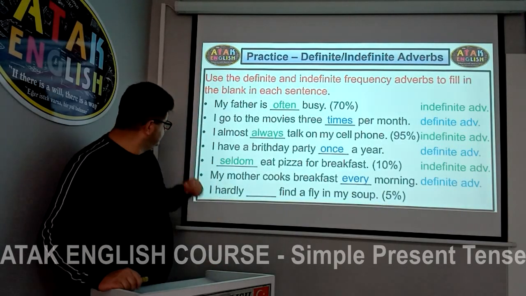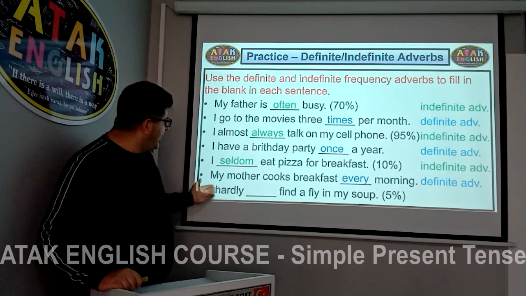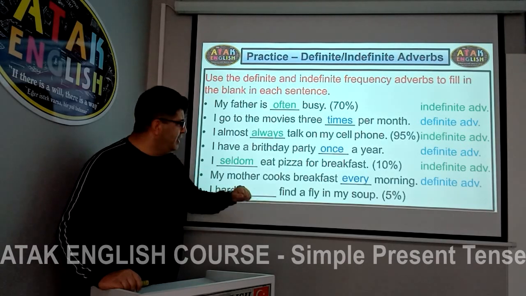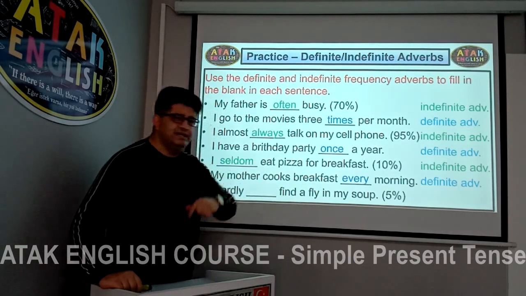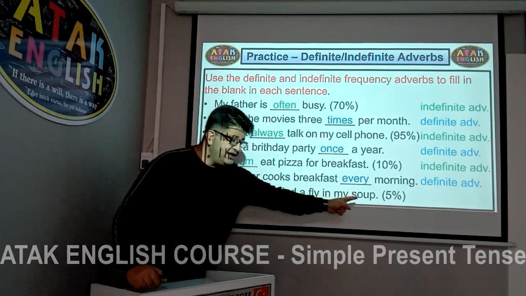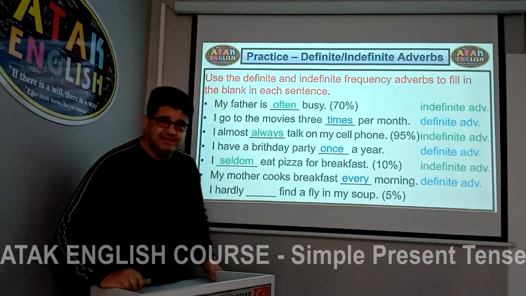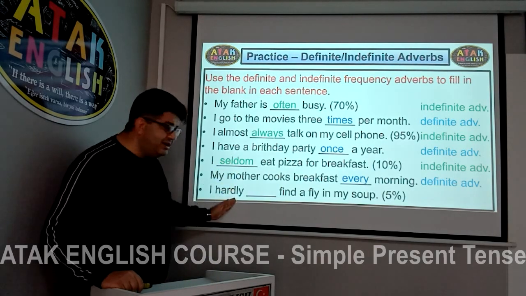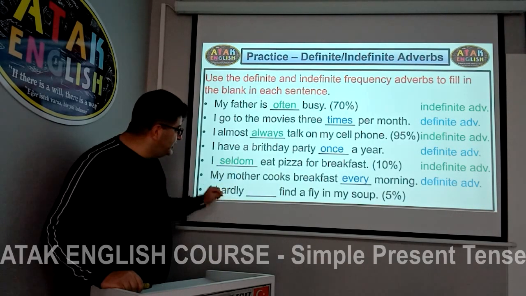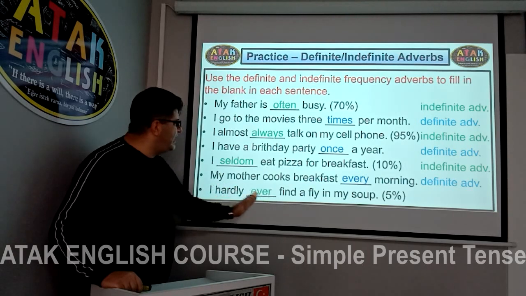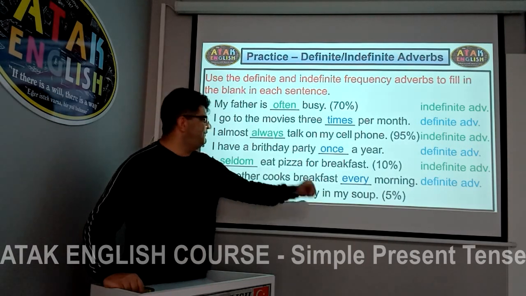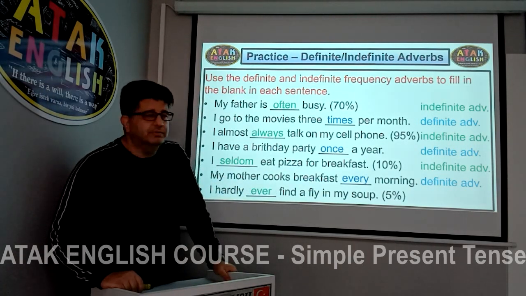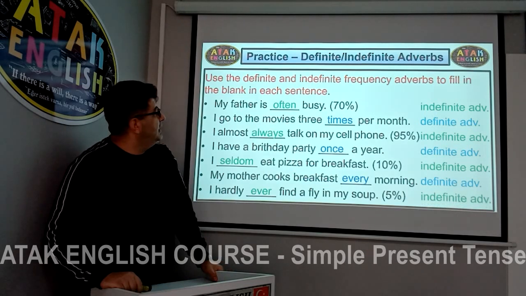Okay, here comes another one. That's not a fine one. I hardly find a fly in my soup. Percentage? 5%. What might come here? I hardly use with ever. I hardly ever find a fly in my soup. And it's an indefinite adverb.